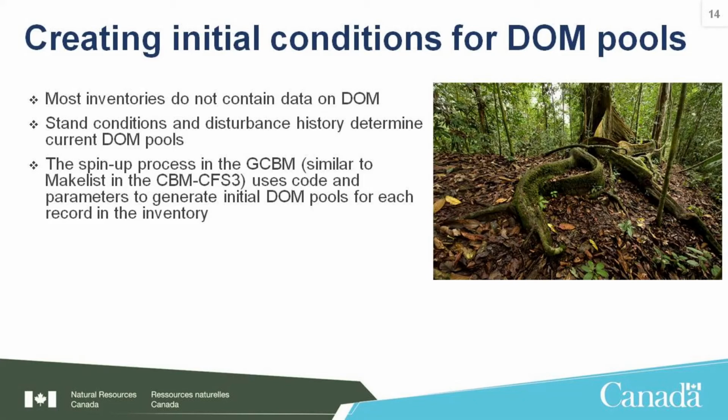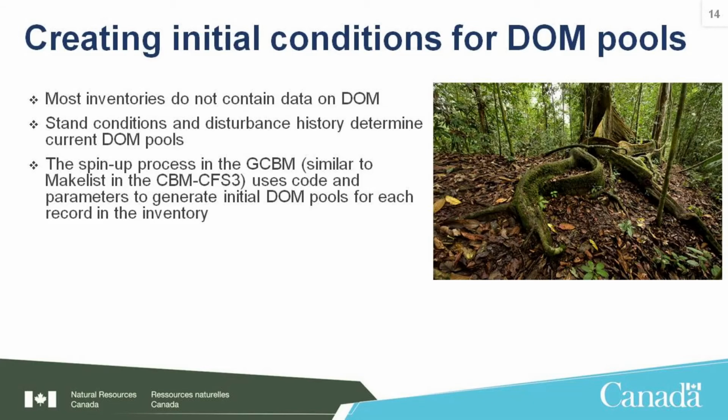So the assumption of running a process model to equilibrium always yields initial dead organic matter carbon pools that are too large. And if you start a simulation with these oversized pools on your landscape and then begin applying disturbances and management activities, all the dead organic matter pools will be driven down, not because that's what's happening in the field, but because the model overestimated the initial pool sizes. What the GCBM does, similar to MakeList in the CBM-CFS3, is it has a spin-up process. That is, it spins up the dead organic matter pools, and it uses the parameters of the GCBM, unless the user configures it not to.